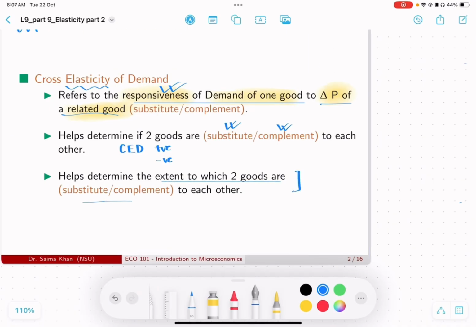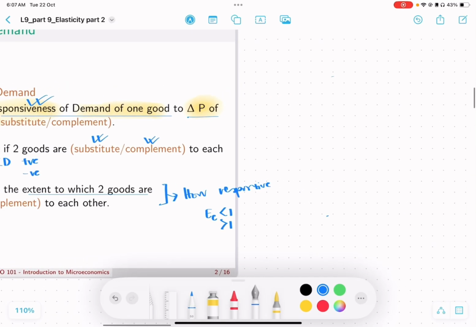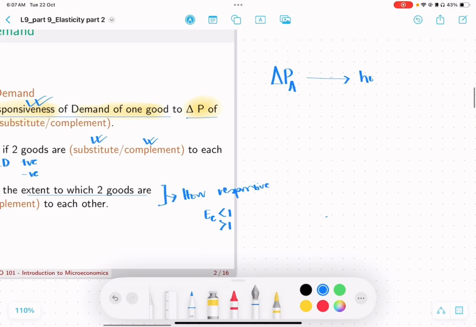Essentially, this just means, right, this is the degree of responsiveness where elasticity is going to be more than one or less than one. So, the main thing about cross elasticity of demand is the price of good A, let's say it changes, then how much does demand for good B change?